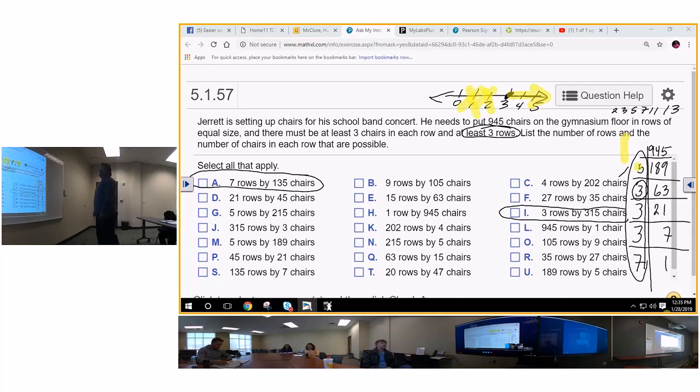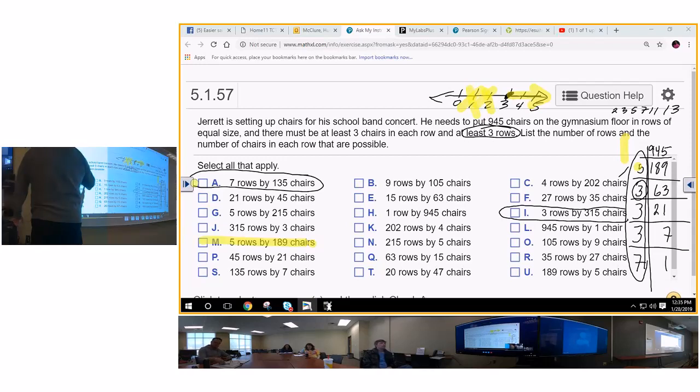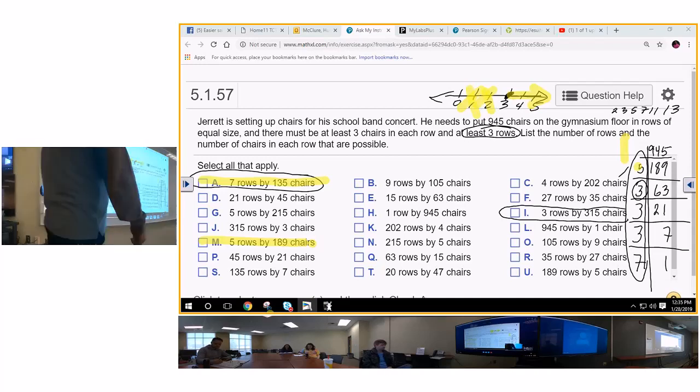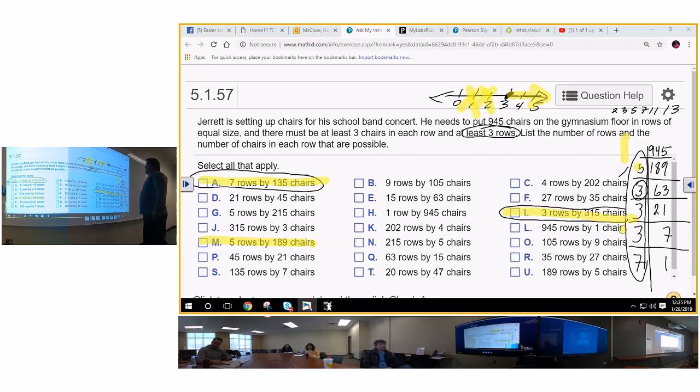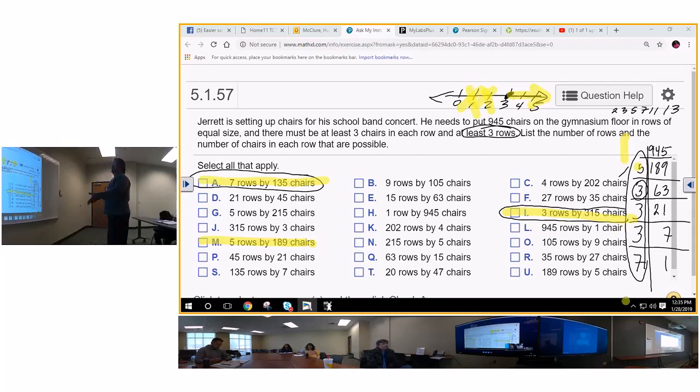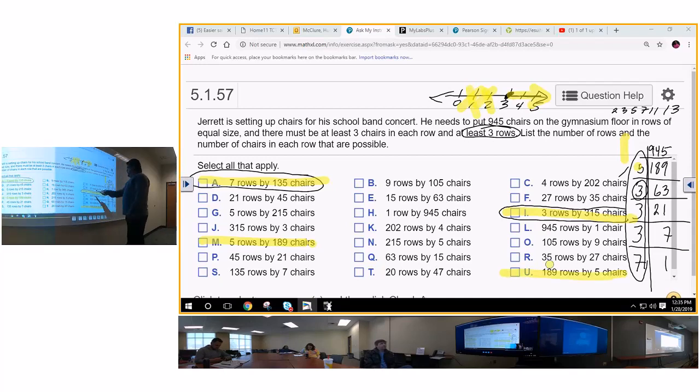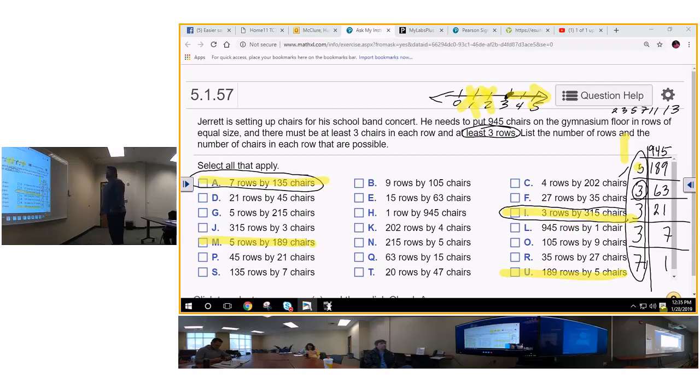And of course you can have arrangements of these. You can have 189 times 5, and you can have the inverse. So if you got a 189 times 5, look for a 5 times 189. Where? Okay. Look for a 315 times 3. Y'all see them better than I can. And look for a 135 times 7.